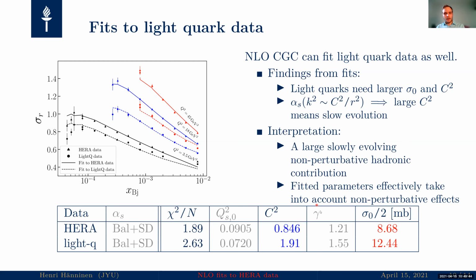And just to quickly give you an idea of the effect that we see, so first line is a HERA data fit, and the second line is a light quark data fit with the same setup. So the target is a fair bit larger, and they likewise wish for a fairly bit slower evolution as well.